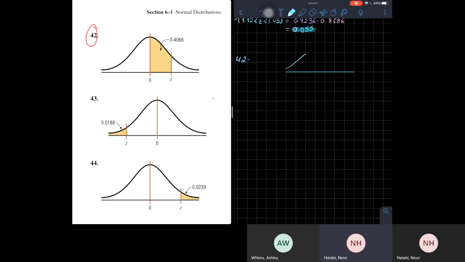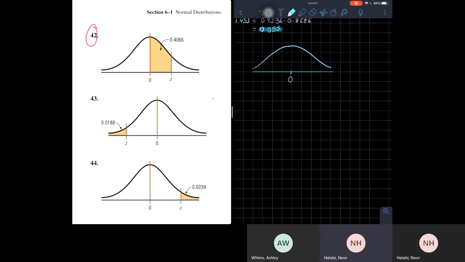So we know if we have this area, and then in the middle, I'm gonna have my 0. And my z, they said is somewhere around here. This is my z. We don't know what it is, but we know that this portion right here is 0.4066.